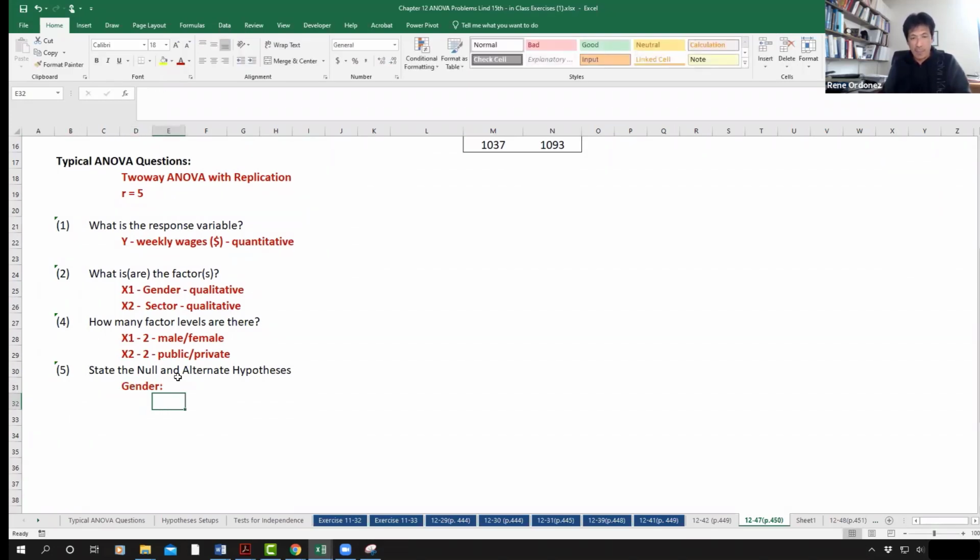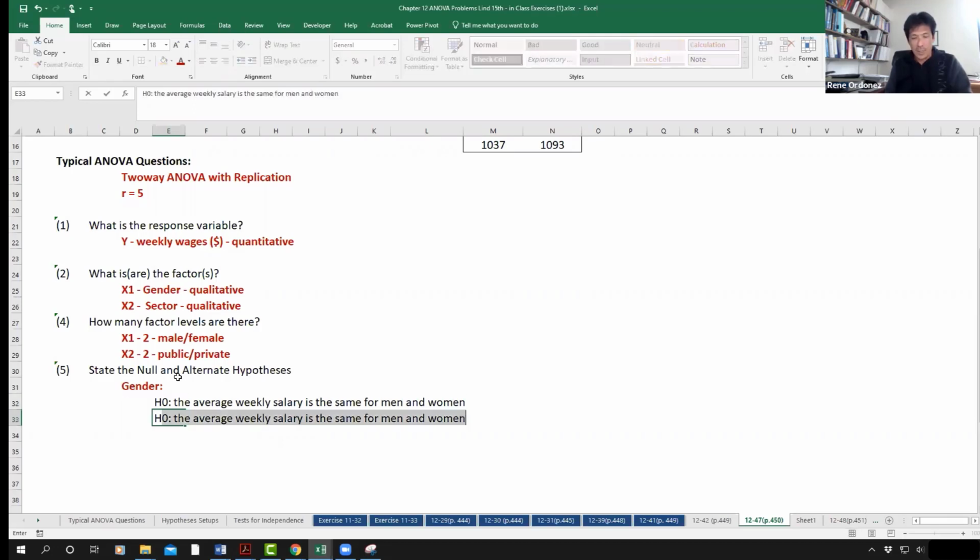For gender, the null hypothesis would be that the average weekly salary is the same for men and women. Okay, H1, the average weekly salary is not the same for men and women.